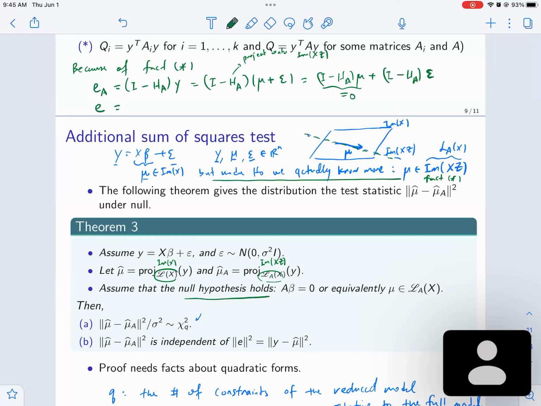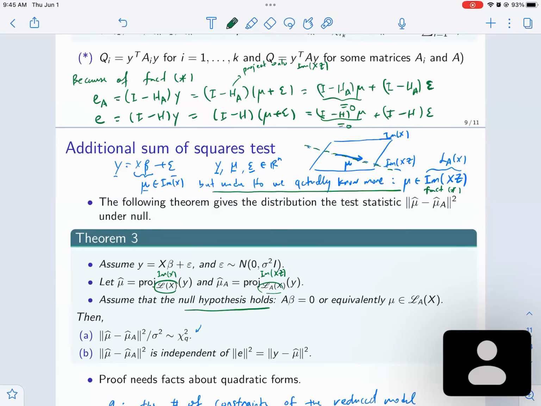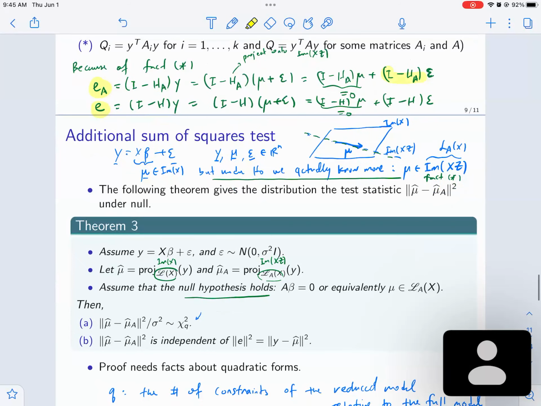And also E would be similar. So (I minus H) times Y, you get (I minus H) times (mu plus epsilon). Mu definitely is in the image of H as well, because mu is in the image of X. Image of X and image of H are the same. So (I minus H) mu also gets to 0. Both of these projection matrices kill mu. So this also is going to be 0. So that's why both of these quantities will be like a projection matrix times epsilon.